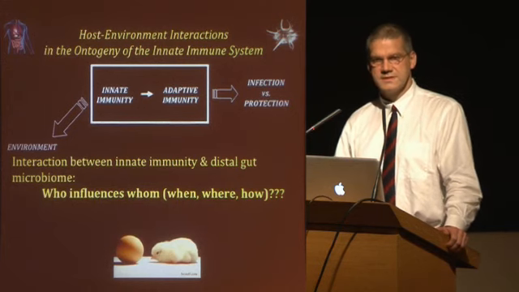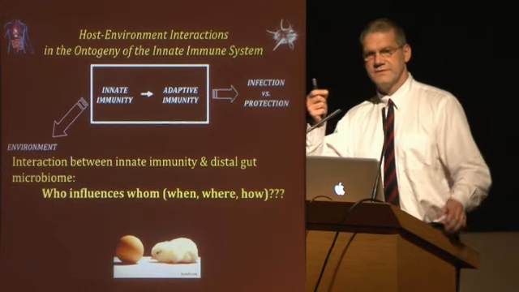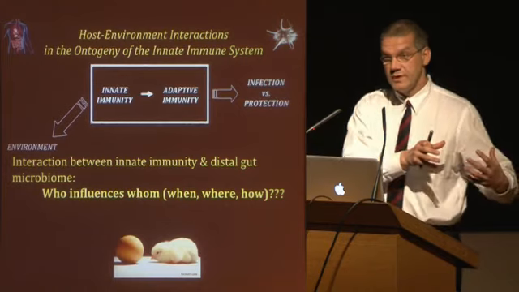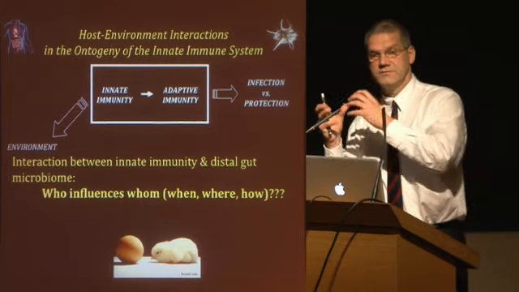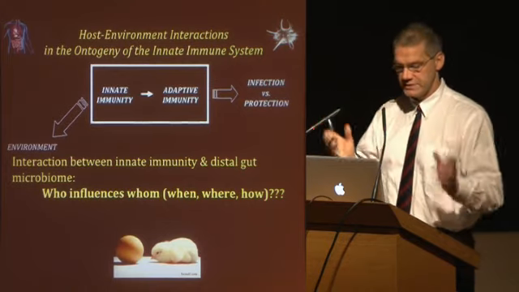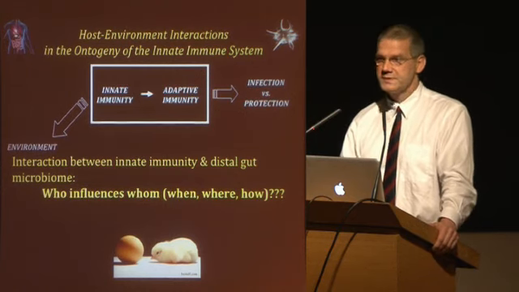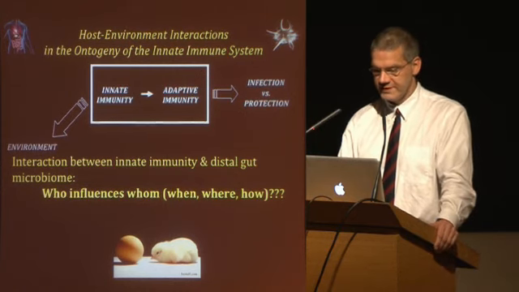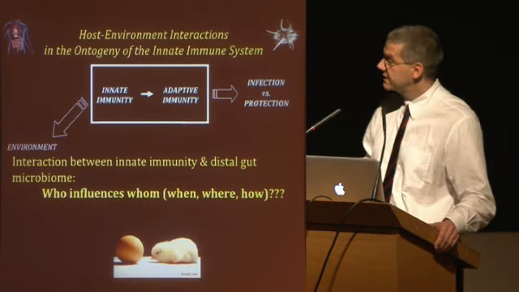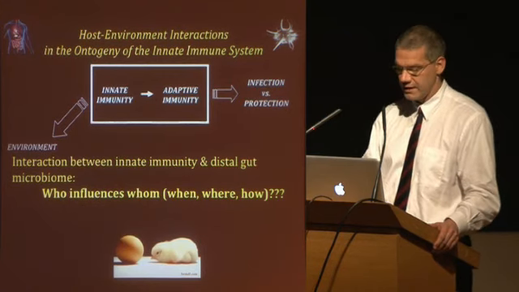If that's true, then the question, and this was brought up multiple times today, of chicken and egg, which comes first? Is it that the innate immunity drives the development of the gut microbiome, or is the gut microbiome driving the development of the innate immunity? And that's a question that we're struggling with, and I'm hoping that you will help me find out where we should go from here. So the question really then is who influences whom, when, where, and how?